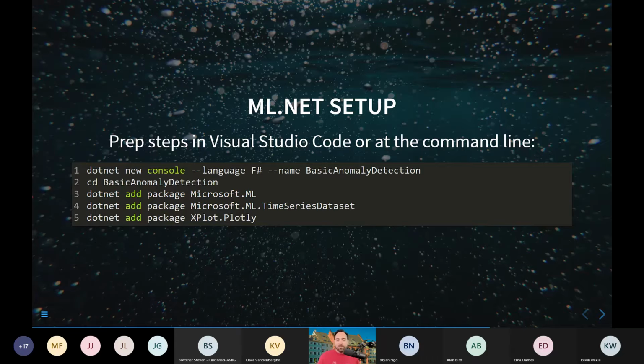You could also do this in Visual Studio, obviously. But if you're at the command line, .NET new, and I have to specify the language as F# because Kevin asked me to. And I'll give it a name, Basic Anomaly Detection. So I jump into that folder and I say .NET add package Microsoft.ML and Microsoft.ML.TimeSeries. Those are two NuGet packages available for ML.NET. And XPlot.Plotly lets me draw really cool graphs. It's an F# specific thing.